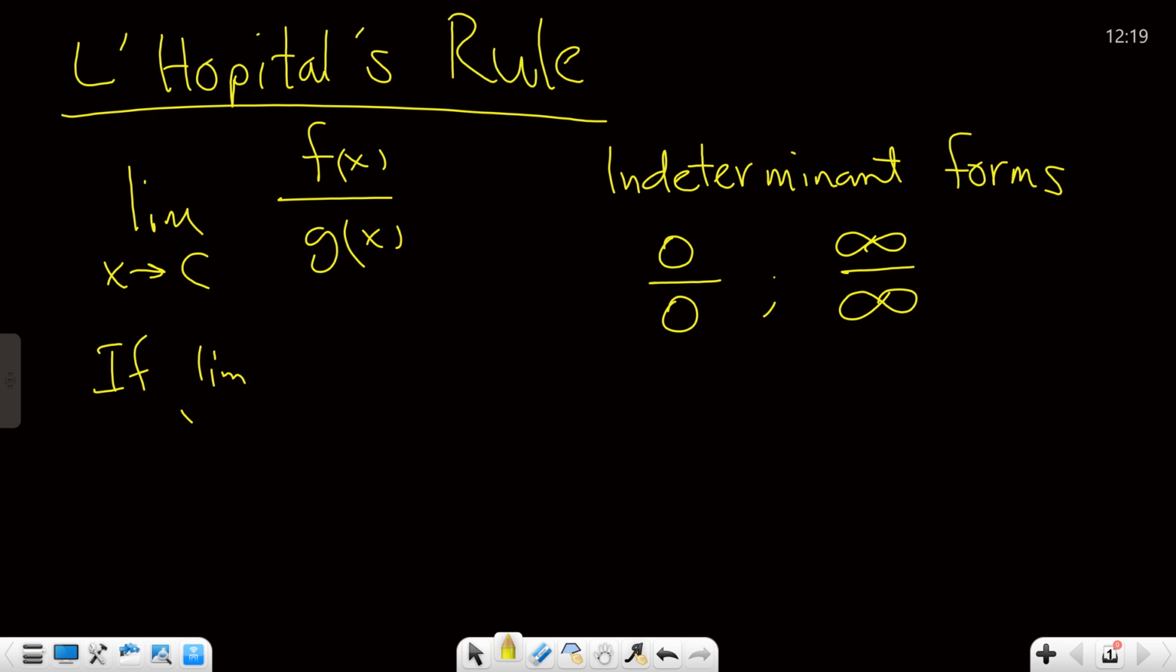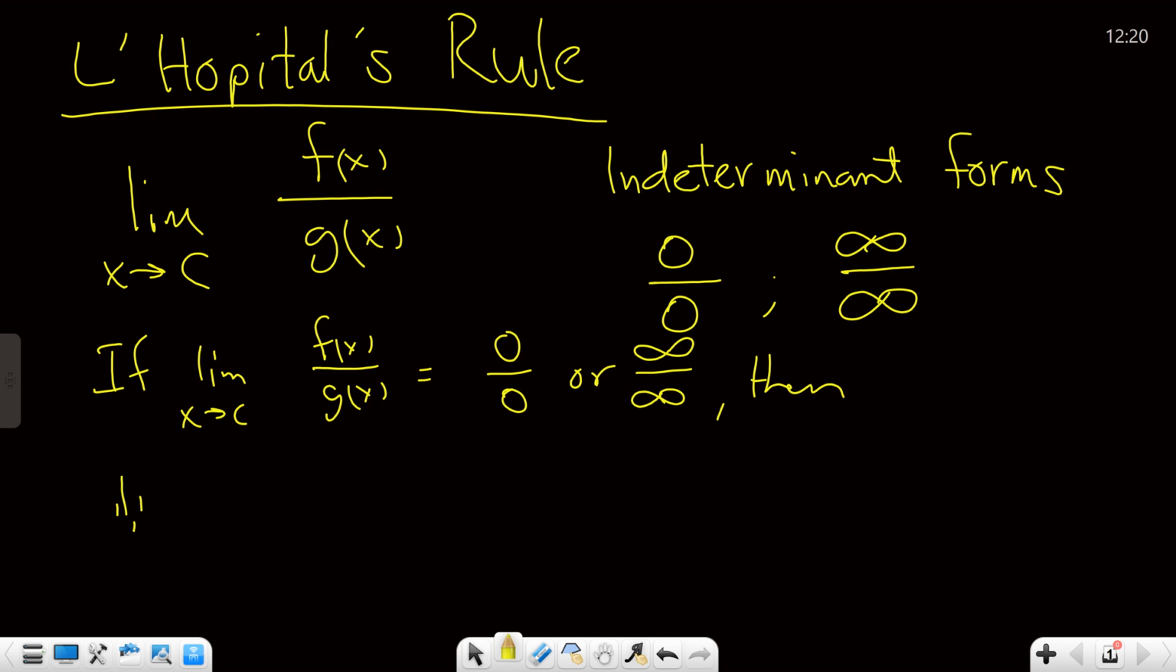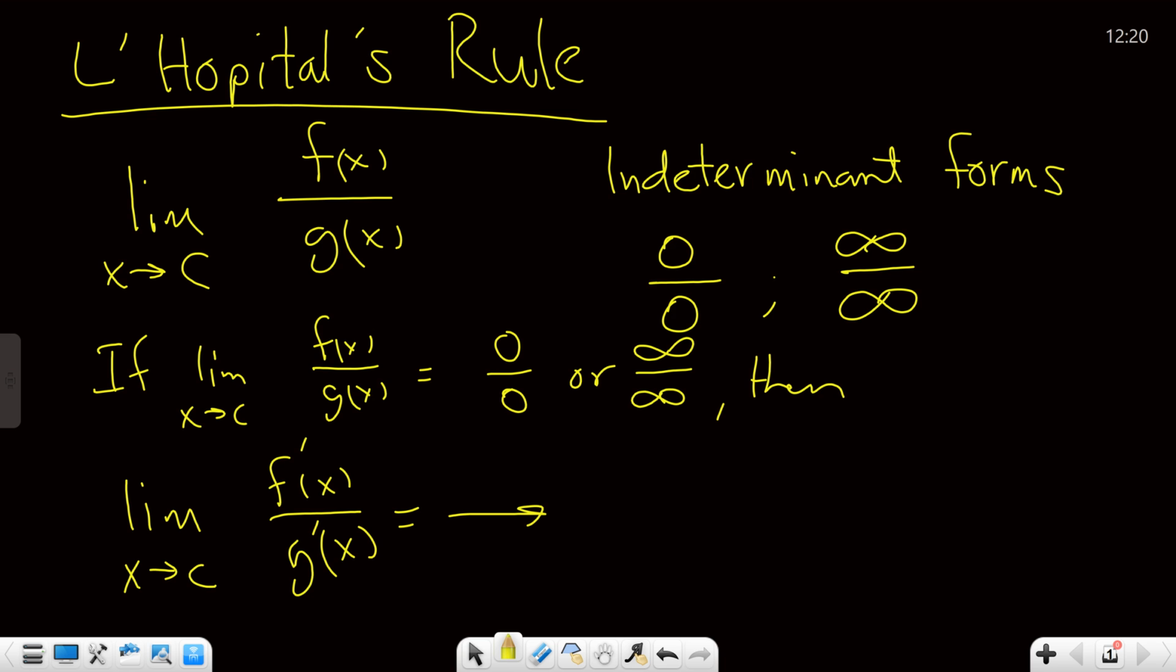If the limit as x approaches c of f of x over g of x equals 0 over 0 or infinity over infinity, then you can do the limit as x approaches c of f prime of x over g prime of x. Okay. Now notice, that's not a quotient rule. It's literally the derivative of the numerator over the derivative of the denominator.